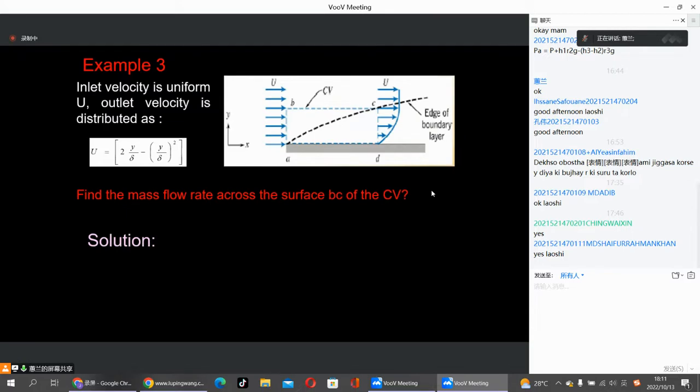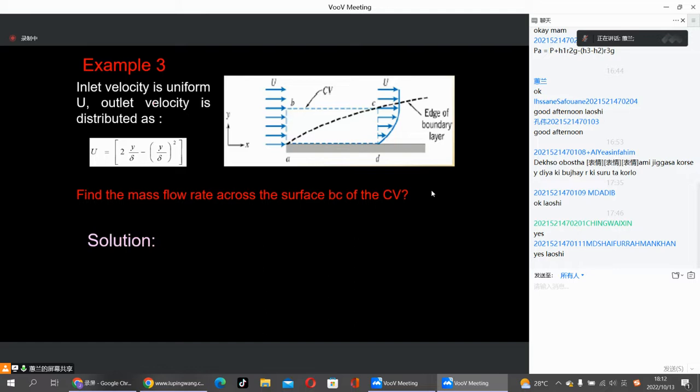So just now, the two examples are really, really simple. Why? Because the velocity is uniformly distributed and perpendicular to the cross section, so it's quite simple. Here we have a more difficult one.